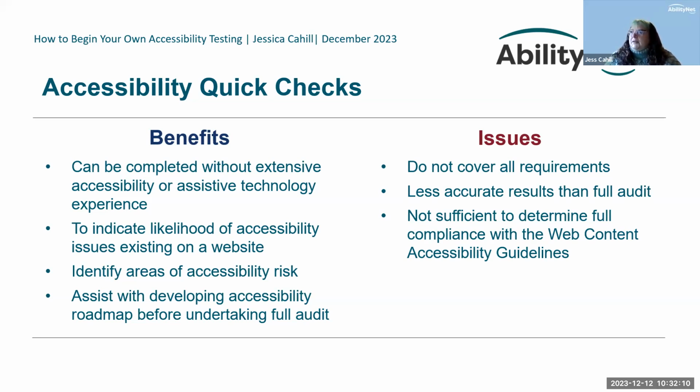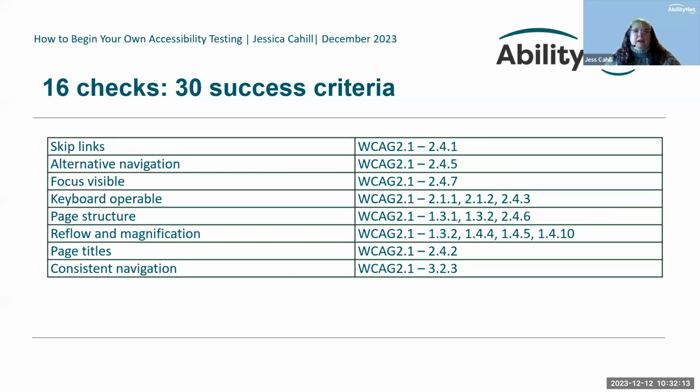The 16 checks that we're looking at are these. Actually, these are just here for reference, really, so we don't need to read through all of these. The checks don't necessarily fully check the success criteria that they're listed against, but they may check bits of it. They check the most common bits of it. What we've done here is we've just put the relevant success criteria for each of these checks that we're going to do.